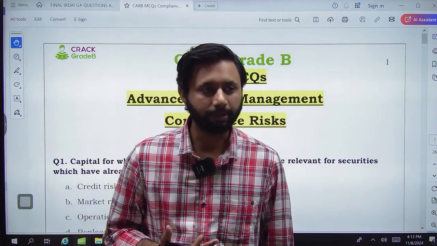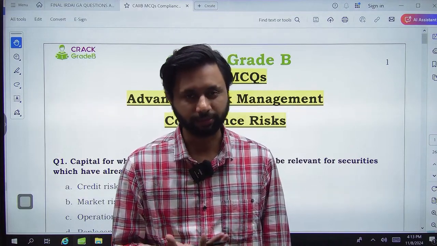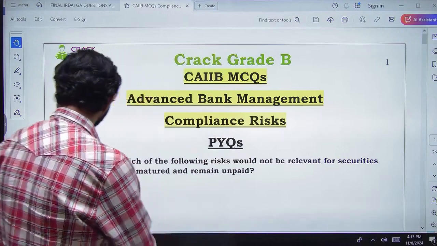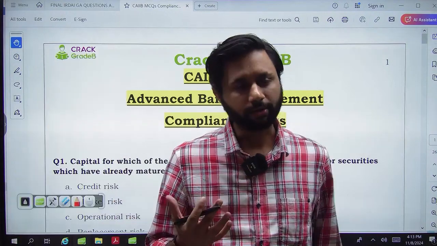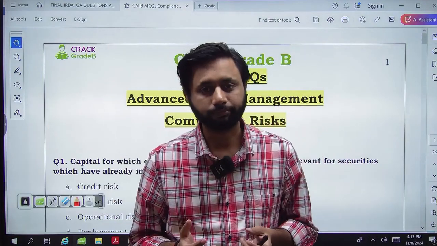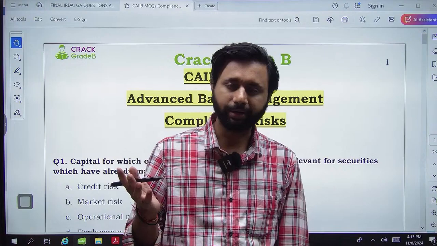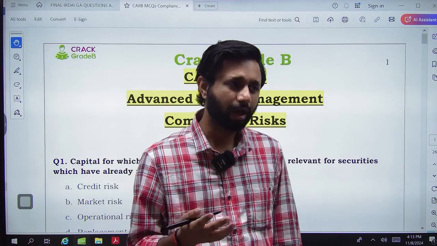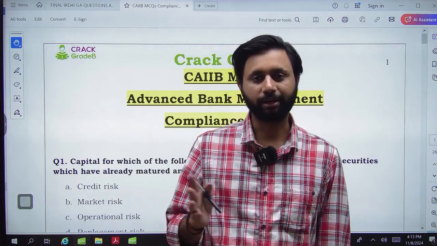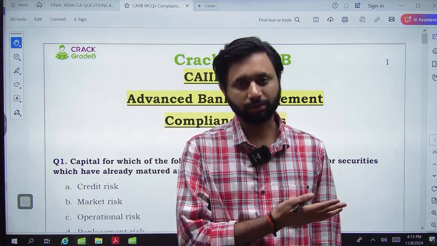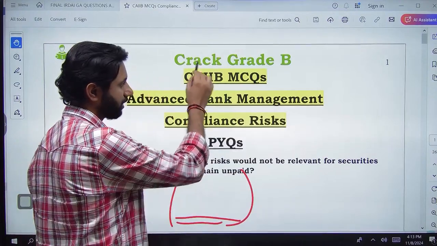In this session, we'll be discussing various MCQs, particularly with respect to the compliance risk module. We'll discuss some previous year questions. First of all, we'll understand what type of questions they ask, and the nature of questions, whether it's a simple direct question, a paragraph based question, or an application based question. All those things we'll see. If we are at least aware of different types of questions, then whatever notes are given in the course, you'll be able to better prepare for the CAIIB examination.